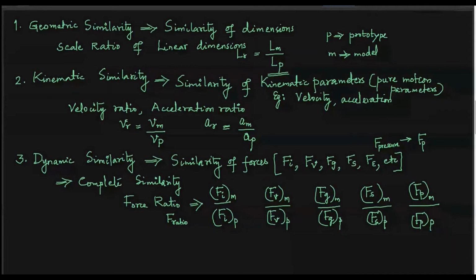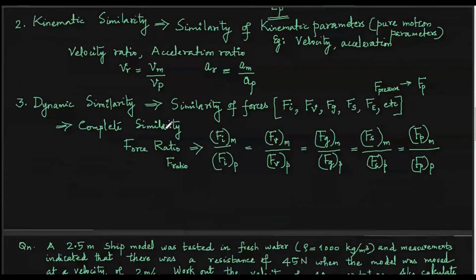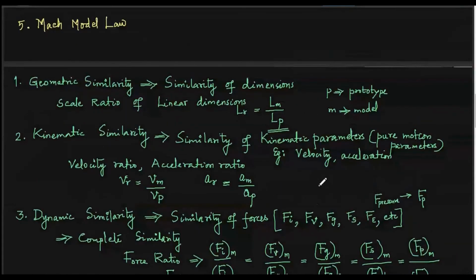And these ratios, the force ratios, are to be identical. When the model and the prototype are dynamically similar, which is considered to be the complete or ultimate similarity, the force ratios, as I displayed over here, are to be identical. It doesn't mean that the elastic force on the model is equal to the elastic force on the prototype. Definitely, we are talking about the ratios being equal, not the absolute magnitude.